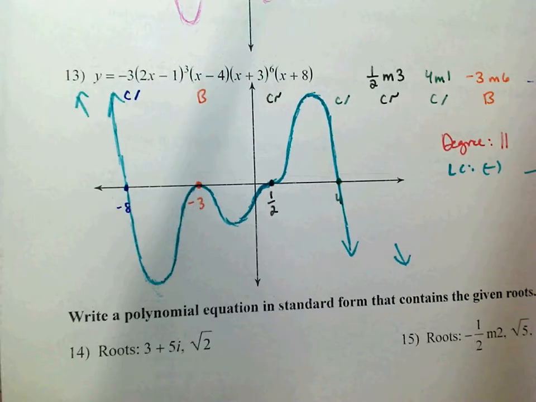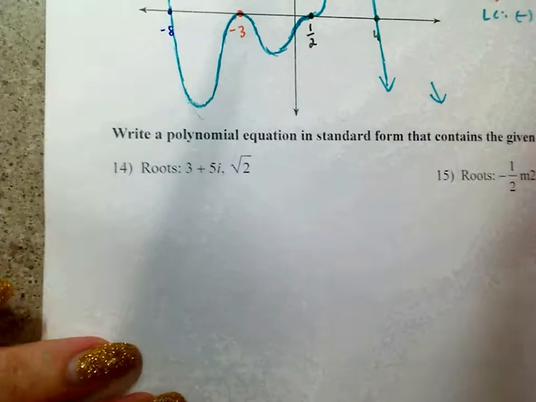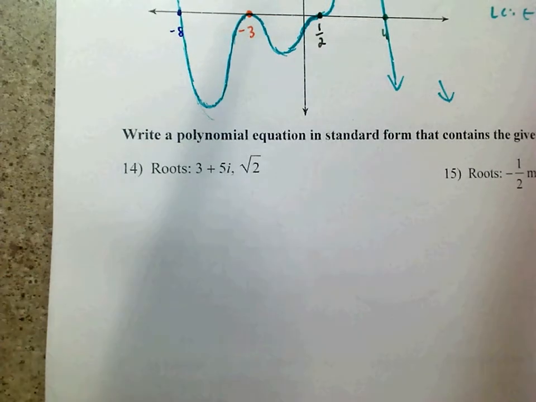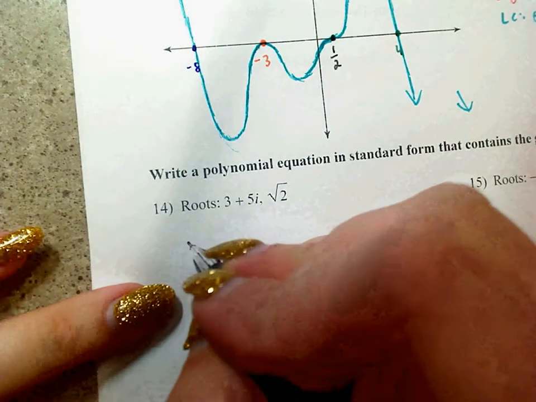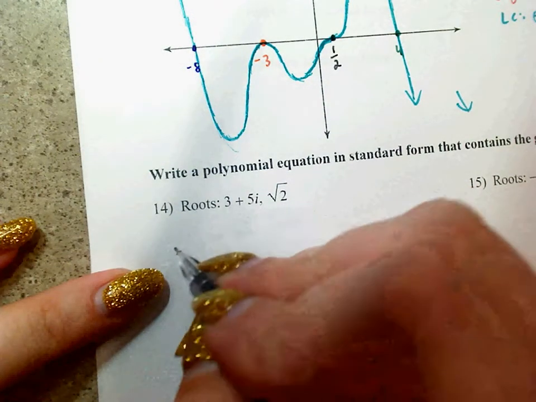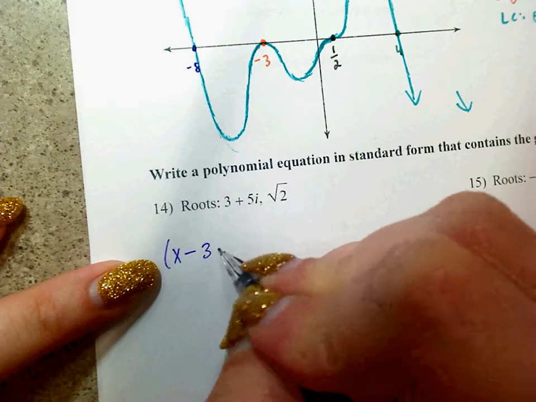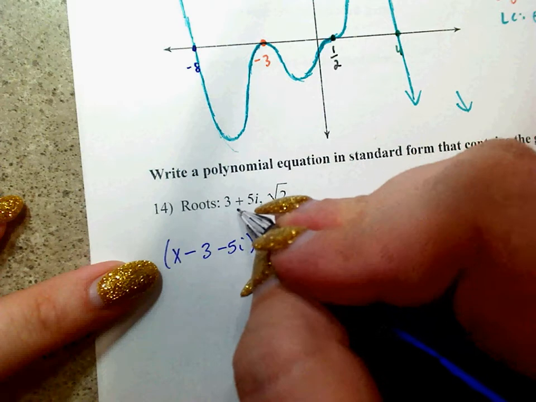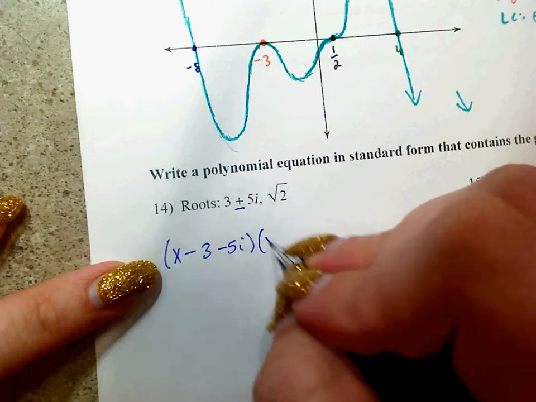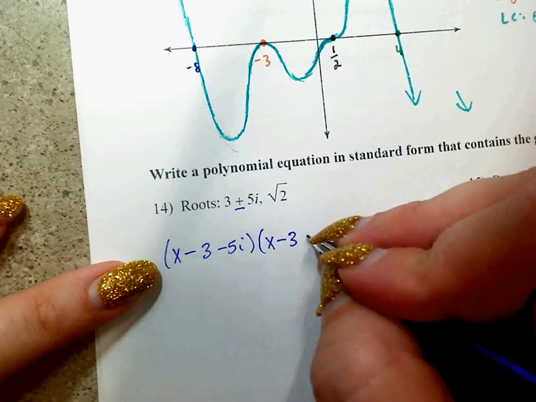All right, number 14. We want to write a polynomial function in standard form that contains the given roots. So this right here, I've got 3 plus 5i. So the factored form would be x minus 3 minus 5i. And so if I've got 3 plus 5i, I've also got 3 minus 5i. So I'm going to put x also minus 3 because the 3 is positive both times. But now I'm going to put plus 5i.